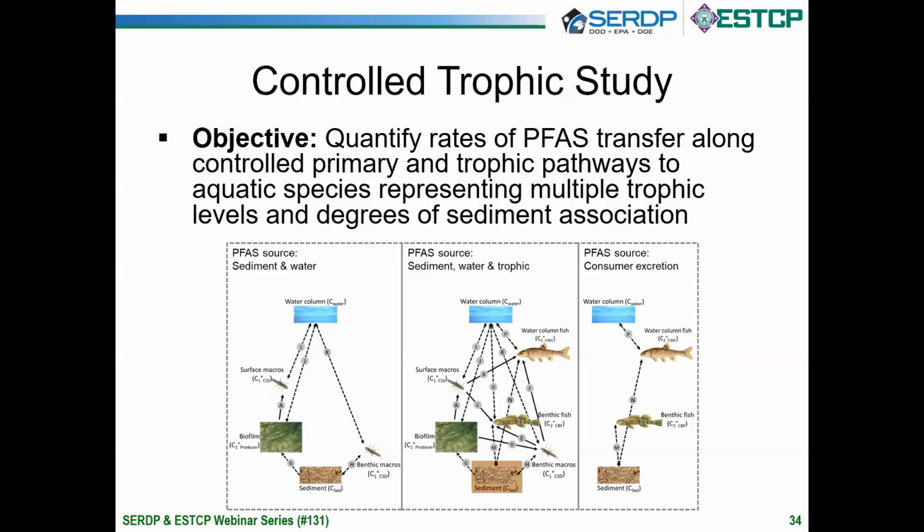For the second step, we'll be adding in trophic transfer to evaluate specifically how PFAS from the base of the food web, i.e. those primary producers and consumers, is transferred up to higher level organisms. And then the third step will be isolating the effect of excretion specifically from these higher level organisms to see how this excretion influences the distribution of PFAS in the water column and in the sediment. This particular study is still in the pilot testing phase, but we anticipate it'll go much faster due to the lessons learned from the geochemical study that it builds upon.